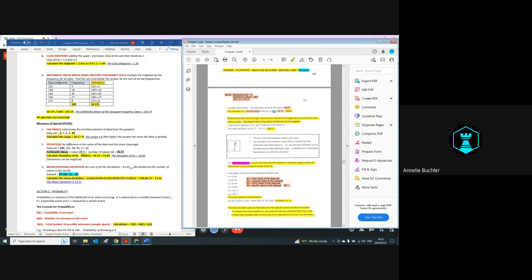If someone asks you, calculate the deviation of X2, then you're going to get the data set over there, which they will provide you. You're going to find the arithmetic mean of the values. You add it all up, and you divide it by the number of values. There's 6 numbers. You get your mean of 76.17.